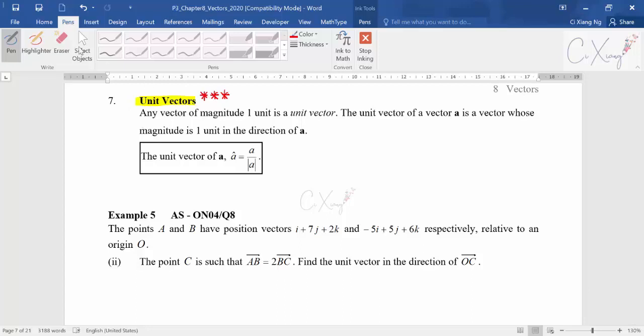Okay, so now when they talk about unit vectors, what does it mean? Unit vector means that the magnitude of that particular vector is 1 unit. Okay, so as an example, to prove that a vector is a unit vector, how are you going to prove it? To prove that a vector is a unit vector, first you find the magnitude of that vector.